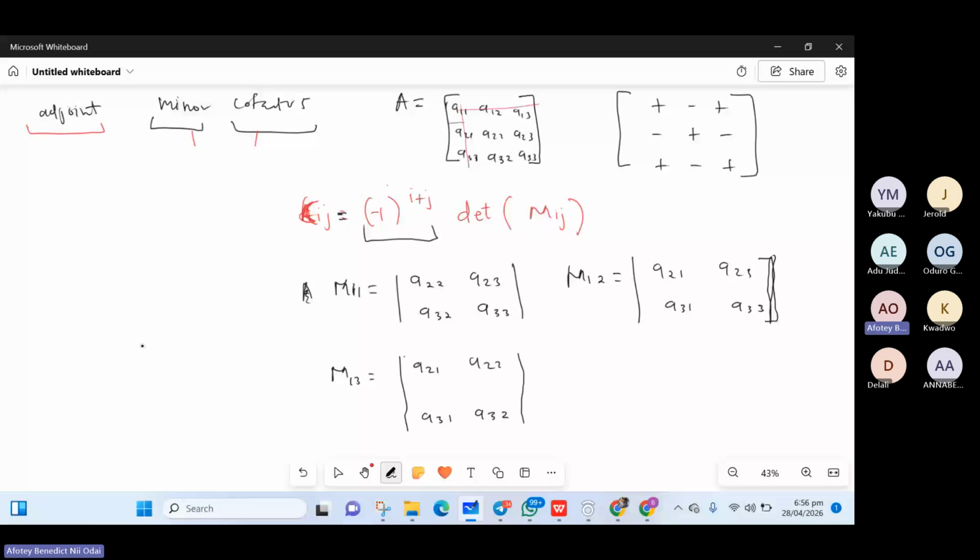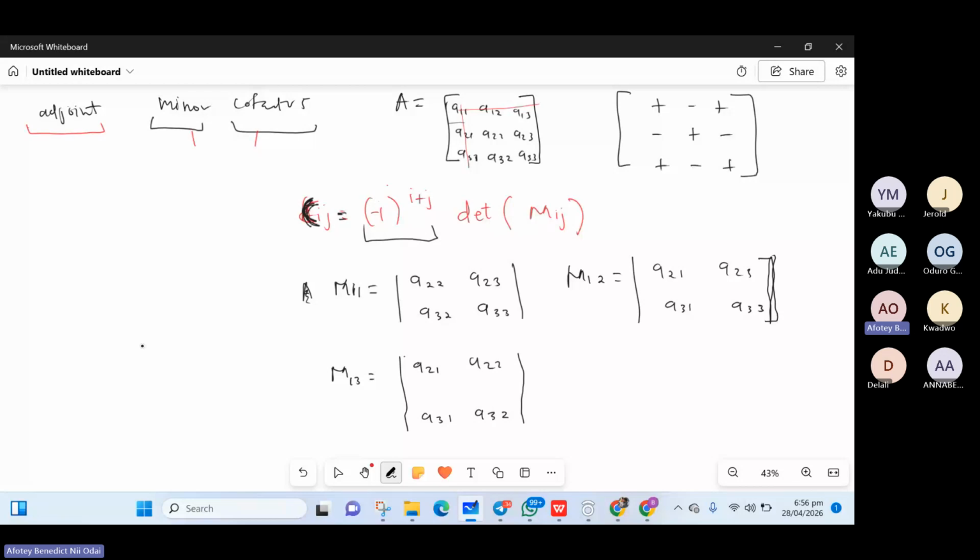Now, this is a formula for the matrix of cofactors. Once you find the determinant of each entry using the matrix of minors, and you apply this formula, basically, wherever you see an entry, you just multiply it by plus, minus, plus, minus, in that order. When you finish that, you get a matrix of cofactors.